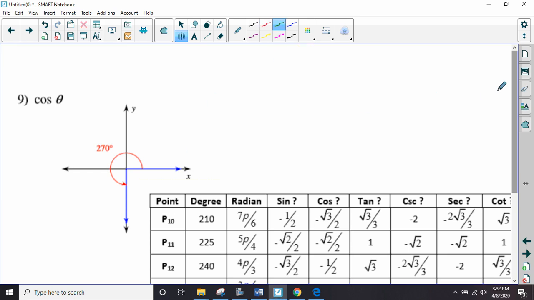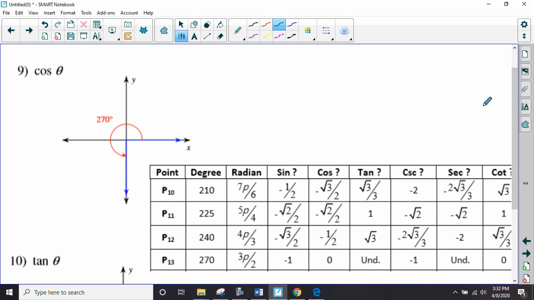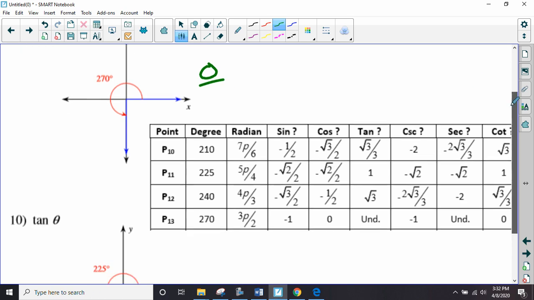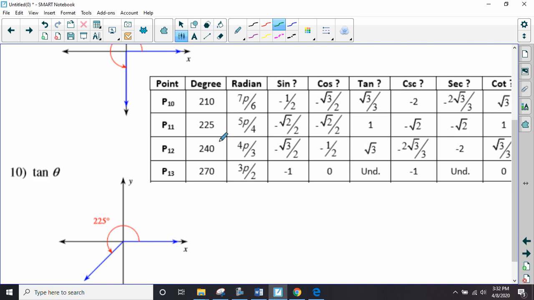Now, cosine of 270. Now, I cheated because I can. I only snipped out part of that chart because it didn't make sense for me to put the whole thing up here. All right, here we go. Cosine 0. All right, move it down. Tangent of 225. So here's 225. Tangent is 1. Okay, that's basically it. How to use this chart to find these exact values without using a calculator.